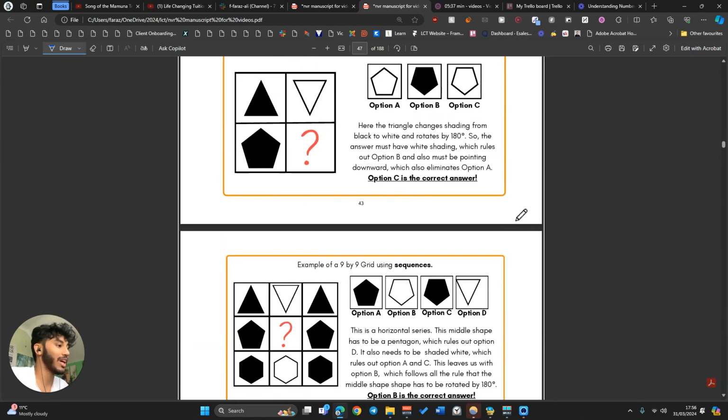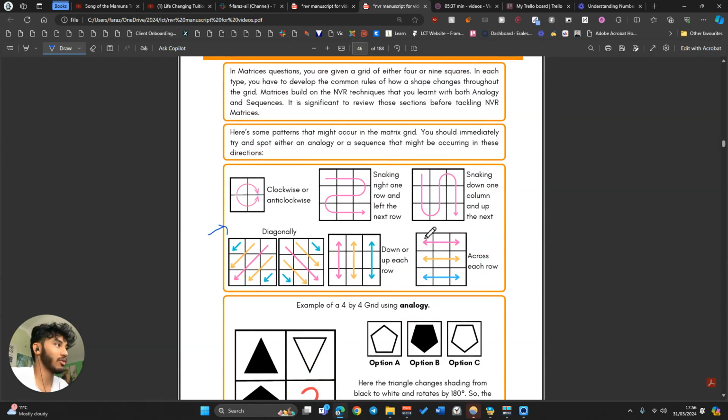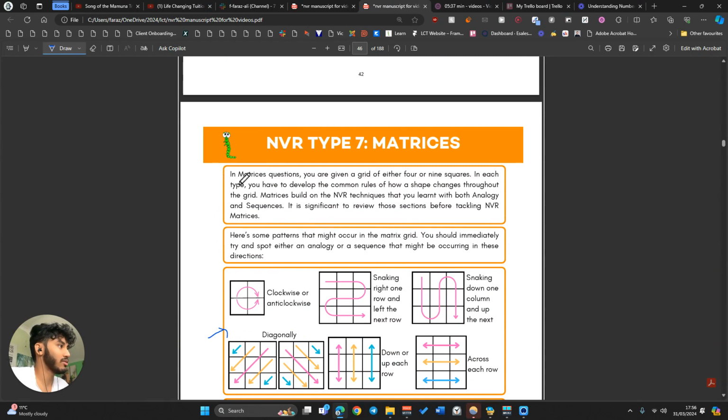They should be guaranteed marks, really, if you know how to do them. So if we read through this, in matrices questions you are given a grid of either 4 or 9 squares. You can see here, here's a 4 square grid, here's a 9 square grid. In each type you have to develop a common rule of how the shape changes throughout the grid, right?